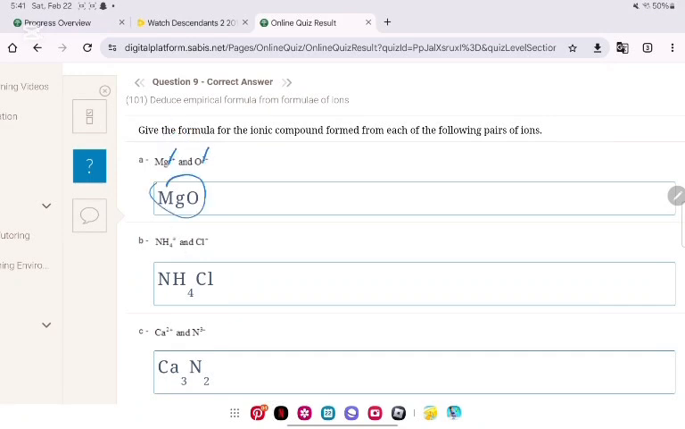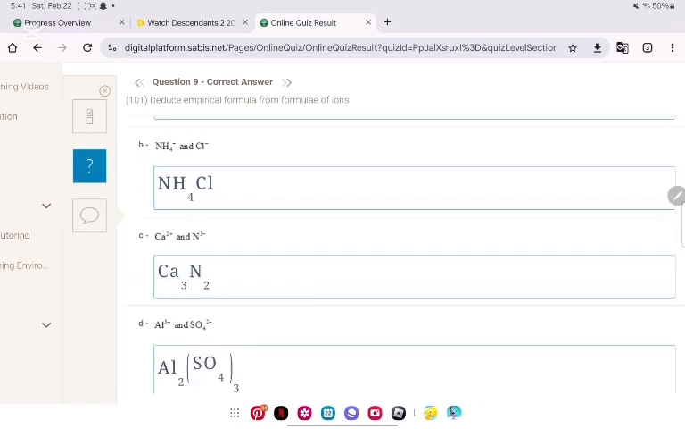Here it's the same thing. This is 1, this is 1, because when you have a charge but no number, it's basically 1. You're gonna cross them out. It's gonna be NH4Cl. Okay, those are really easy.